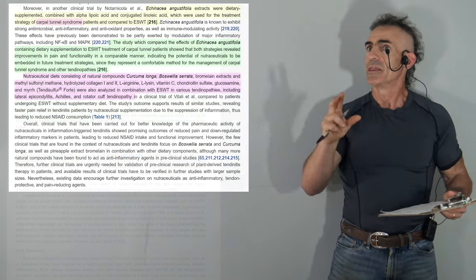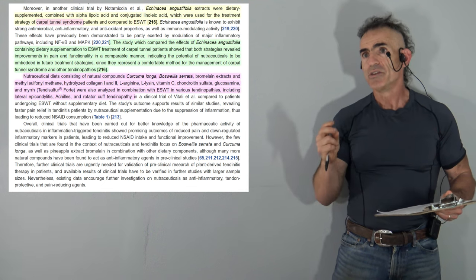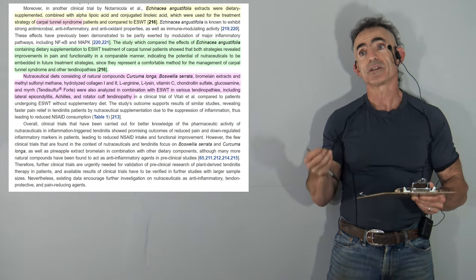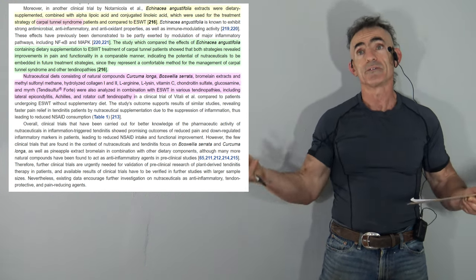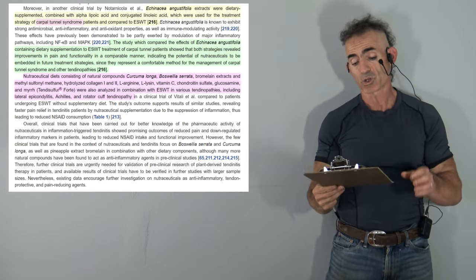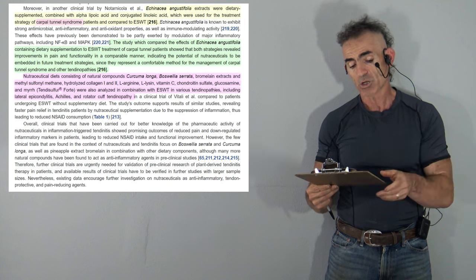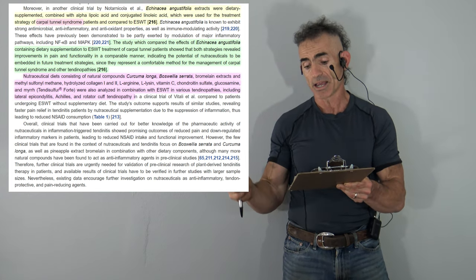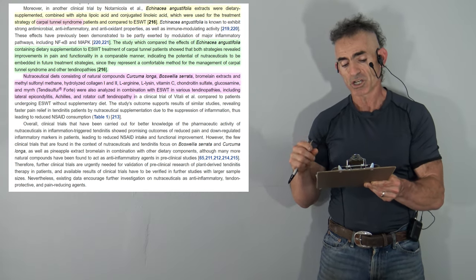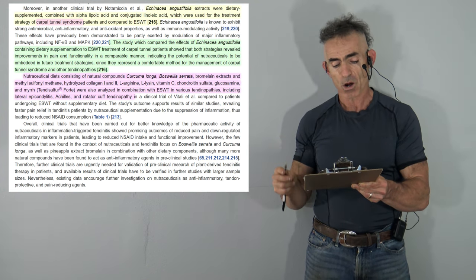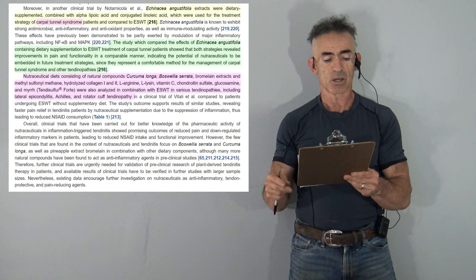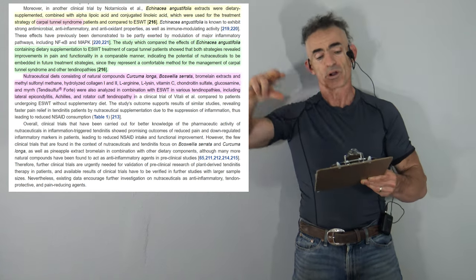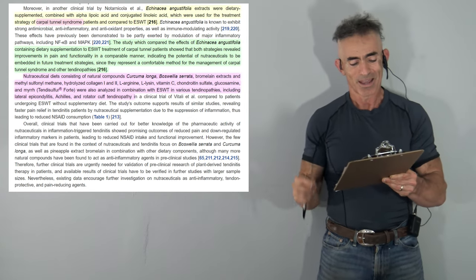All right, another highlight. This one is in reference to carpal tunnel syndrome. This is another plant compound or phytopharmaceutical, which I just learned yielded benefit in reference to this potential ailment. Moreover, in another clinical trial, Echinacea angustifolia extracts were dietary supplemented, combined with alpha-lipoic acid and conjugated linoleic acid, which were used for the treatment strategy of carpal tunnel syndrome patients and compared to ESWT, which I believe is shockwave therapy. You get the point.